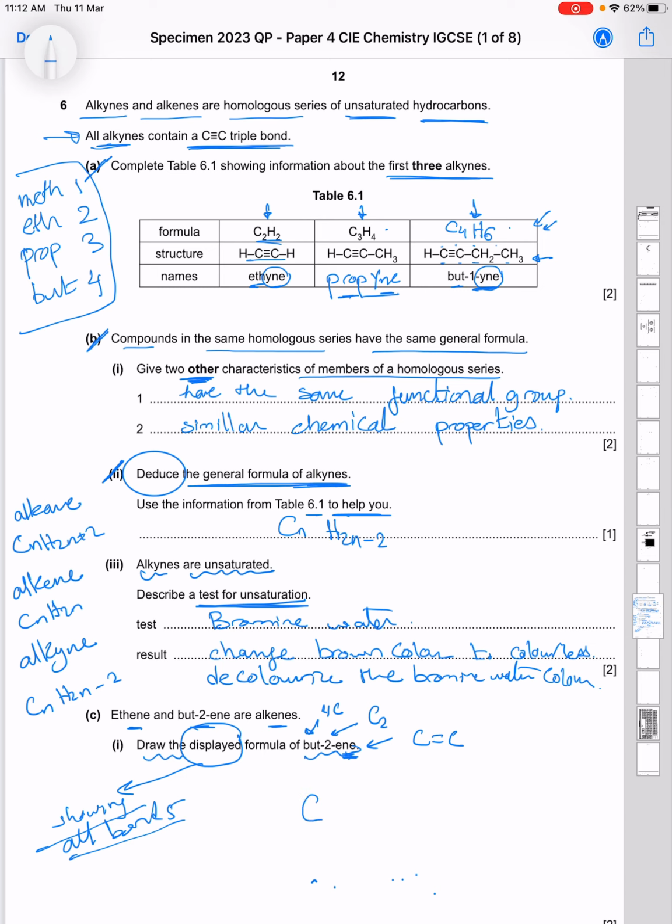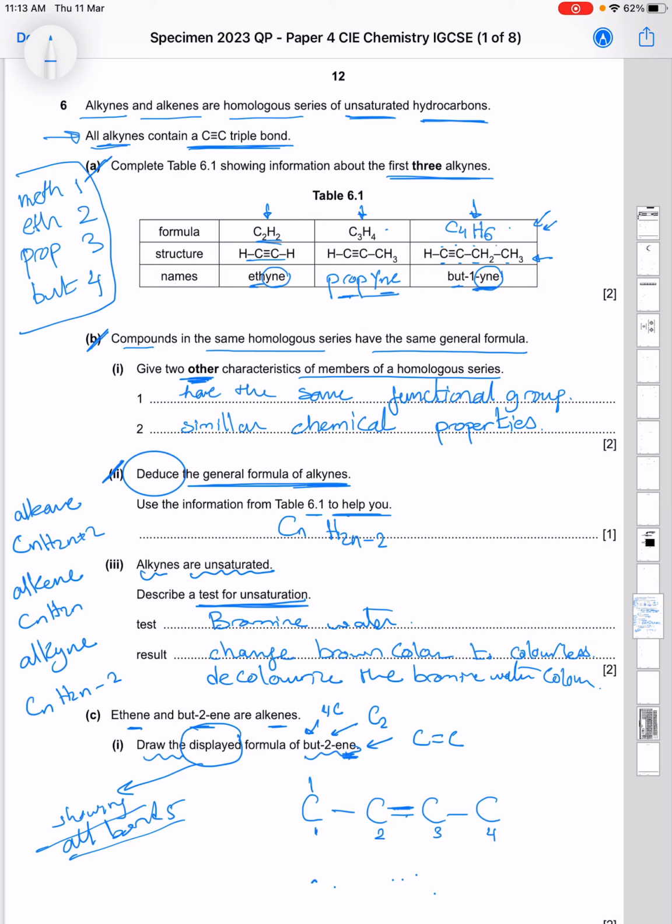So I'm going to draw 4 carbons, 1, 2, 3, 4. Then the double bond has to go on carbon number 2. This is carbon number 1, carbon number 2, carbon number 3, carbon number 4. I need to put the double bond after carbon number 2, not before. After carbon number 2. Then I will arrange the hydrogens accordingly.